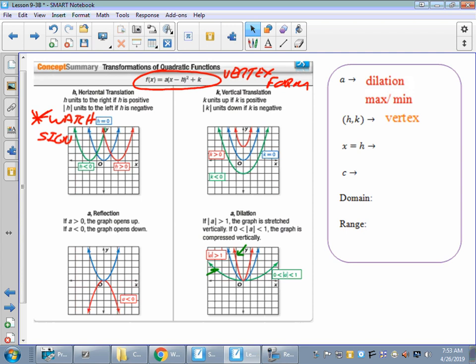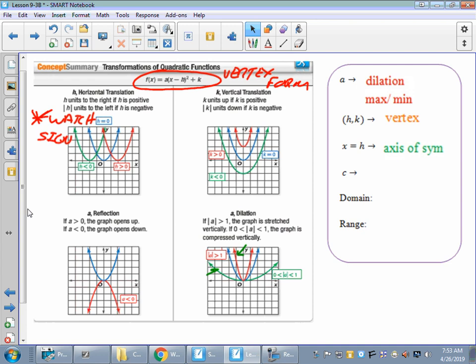X equals h now is going to be your axis of symmetry. So again, before you had to do minus b over 2a, but if you're in vertex form, you can take your h value. That's simply the axis of symmetry in that case. Your c value, that's still going to be your y-intercept.